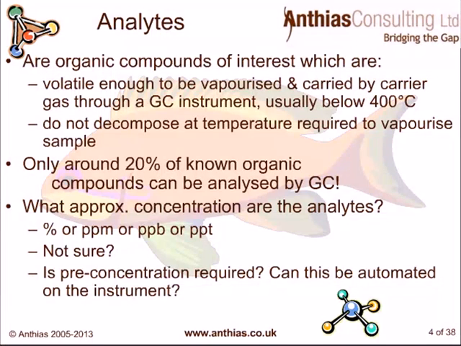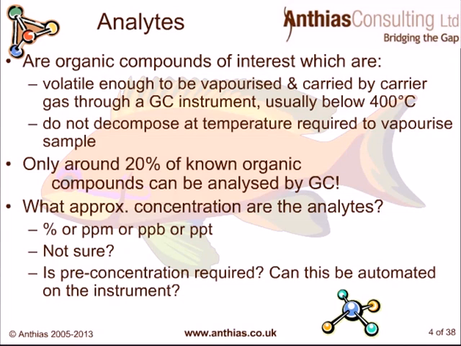Now let's think about our analytes. Our analytes, when looking at gas chromatography, are organic compounds of interest which are volatile enough to be vaporized and carried by the carrier gas through a GC instrument, usually below 400 degrees C. However, I've analysed analytes up to about 1200 molecular weight, requiring very, very high temperatures on our GC. We can obtain columns now going up to about 480 degrees C. So if we do have very high molecular weight compounds, then again, we can still analyse them using gas chromatography, but we need to think about that in the first place.